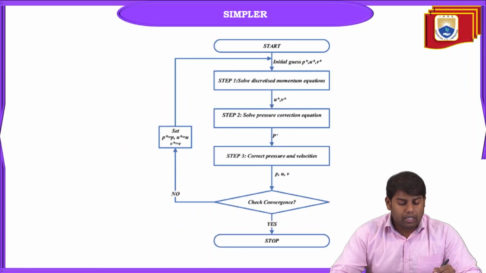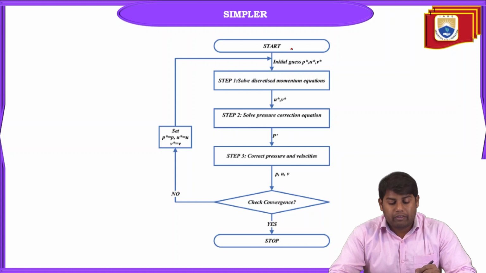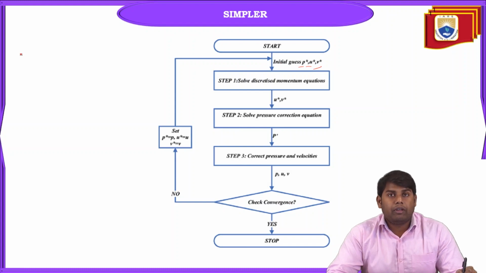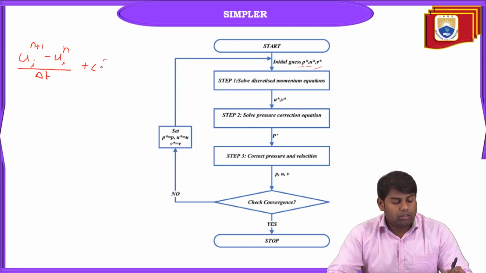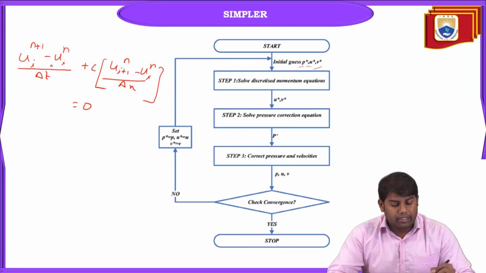Next, we have the SIMPLER algorithm. Here, the initial guess values will be P dash, P star, U star and V star. These values go into the discretized momentum equation, which we have already seen. That will be U of i to the power of n plus 1 minus U of i to the power of n divided by delta t, plus C into U of i plus 1 to the power of n minus U of i to the power of n divided by delta x, equal to 0. This is the discretized equation.